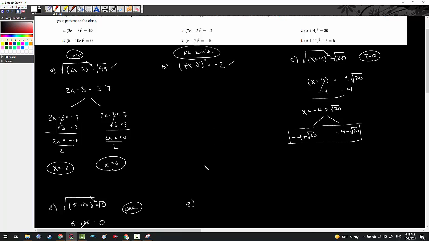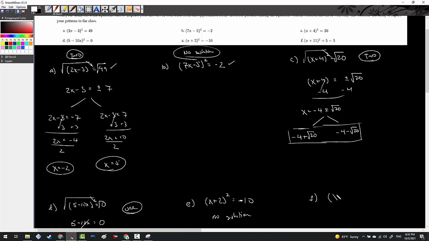And with E, I'm hoping you can beat me to this answer. If not, feel free to pause and conjecture what's going to happen. But we have a perfect square equation, something being squared equaling a negative value. And I believe that is no solution. Oops, no solution. Not none solution, no solution.